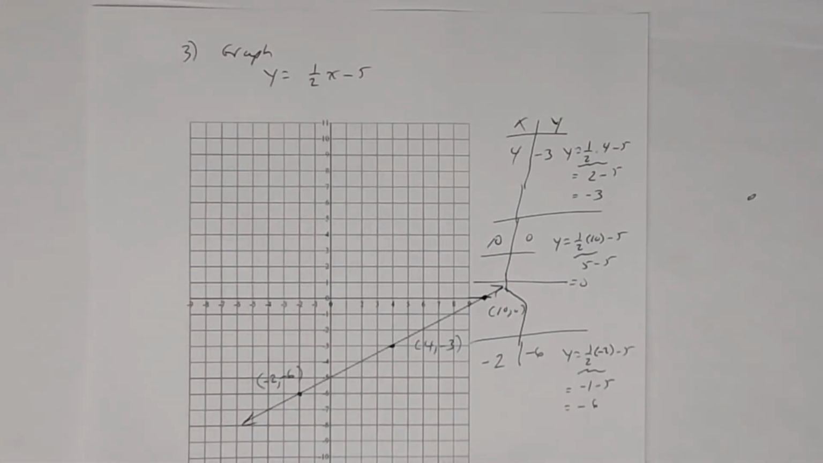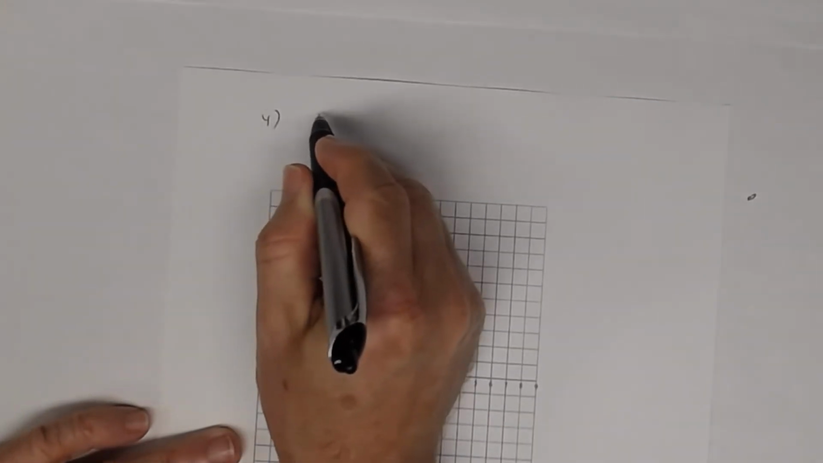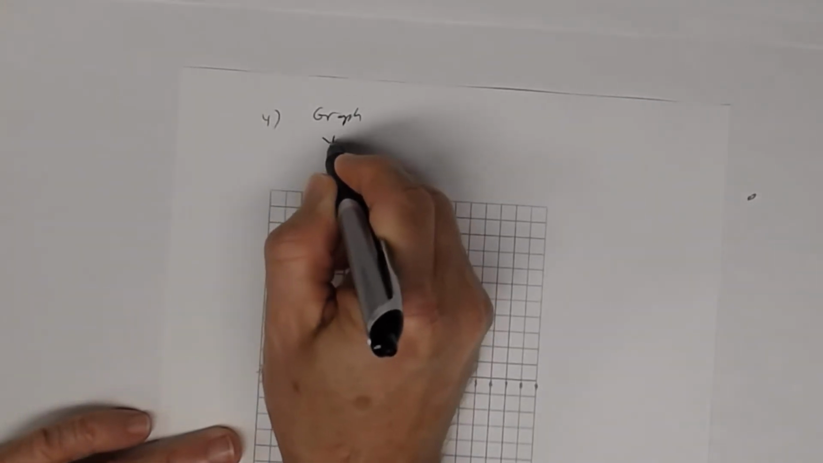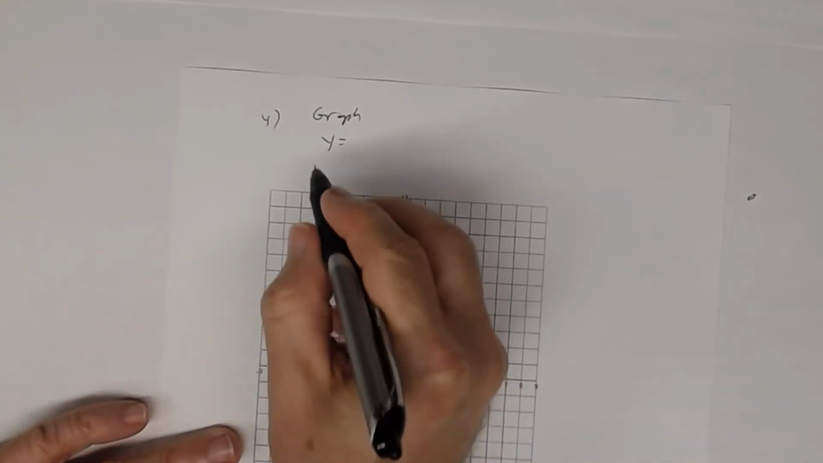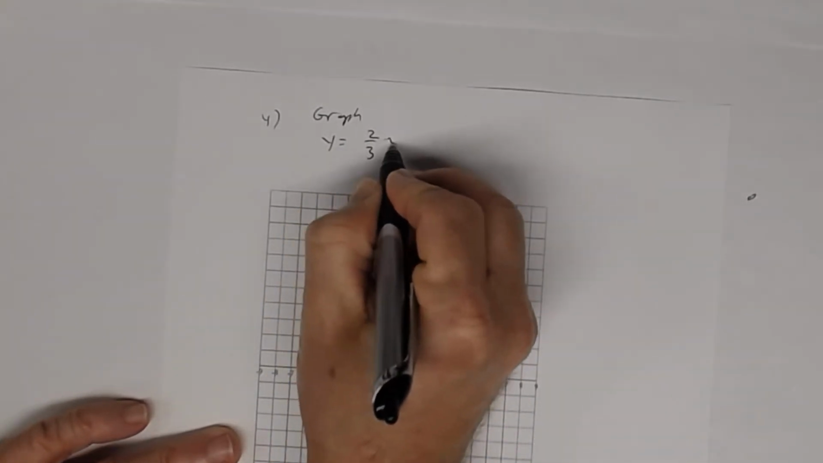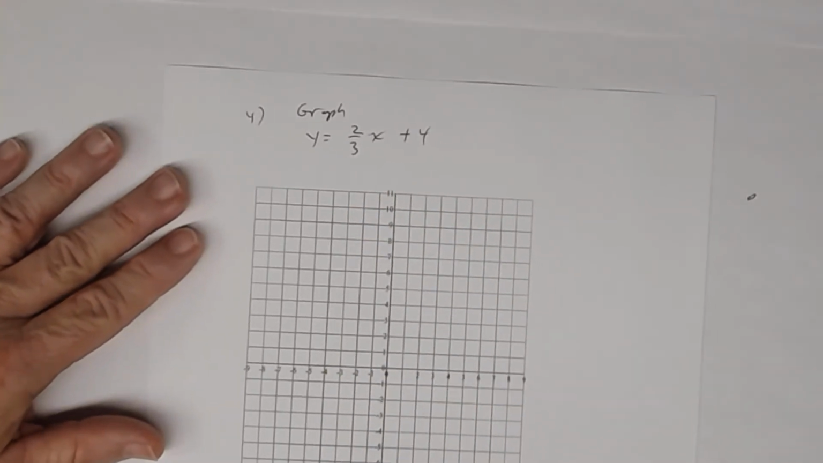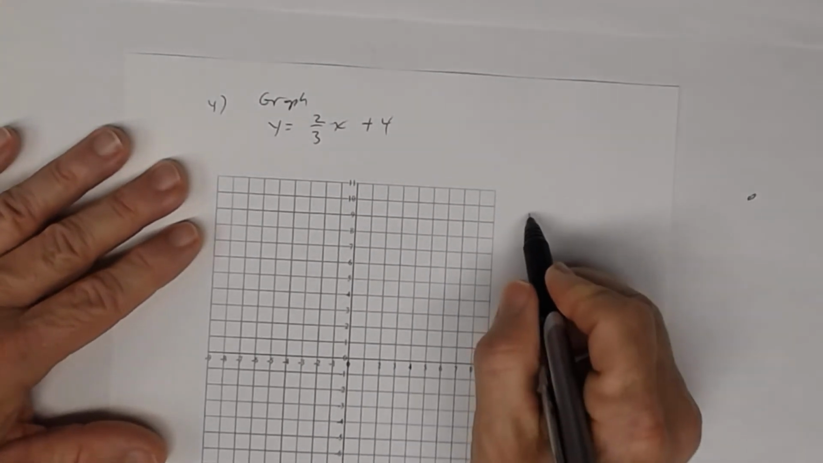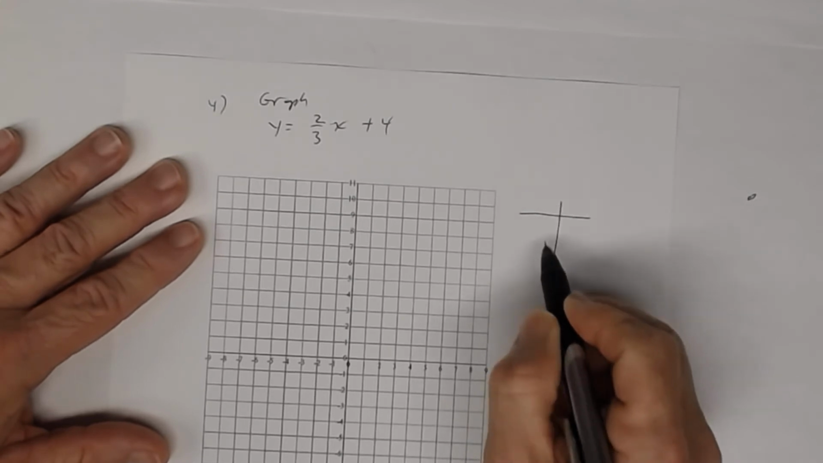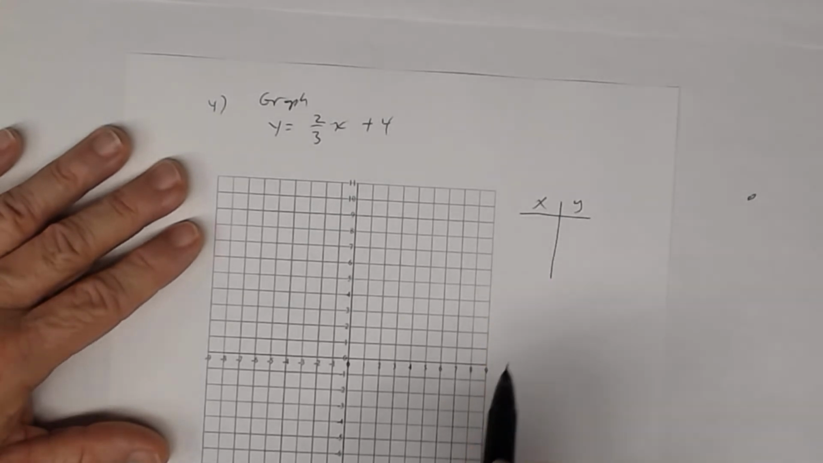Let's do another one with a fraction. So let's look at this one. So this is going to be number 4. So in number 4, let's suppose we had this one. Okay? Number 4. We want to graph y equals 2/3 x plus 4. Okay, now listen carefully. And the directions will say plotting points.